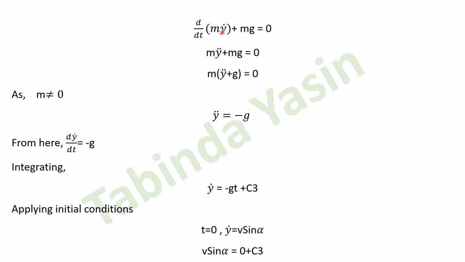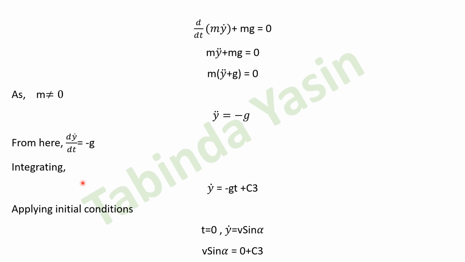That gives m y double dot plus mg is equal to 0, as y dot is differentiated with respect to t, taking the mass constant out of the bracket. So m into y double dot plus g is equal to 0. As we know that mass cannot be 0, the coefficient of m is equal to 0. So y double dot plus g is equal to 0 gives y double dot is equal to minus g. As y double dot is equal to d y dot over dt, we get d y dot over dt is equal to minus g.